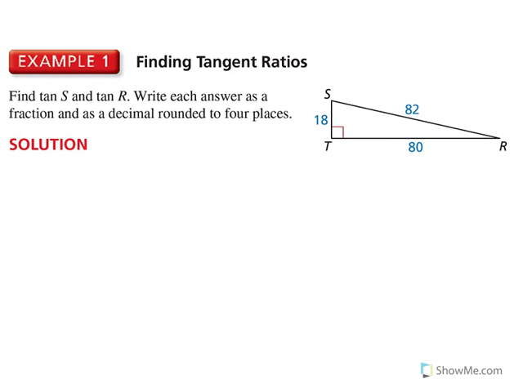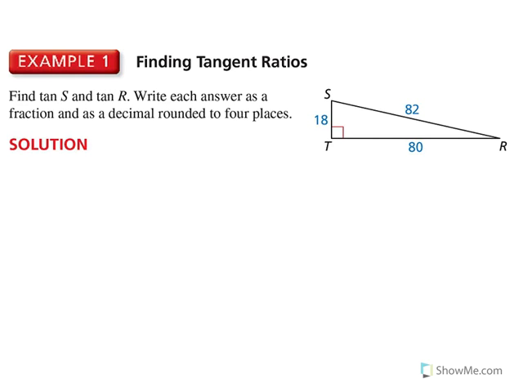So let's start to look at this a little bit more. In this example 1, it tells us to find the tangent of S and the tangent of R. Tan is just the abbreviation, TAN, but whenever we're stating it, one thing to remember, this is called the tangent of angle S. Don't tell me you're finding the tan of S, you're finding the tangent of angle S. So let's start with that one first.